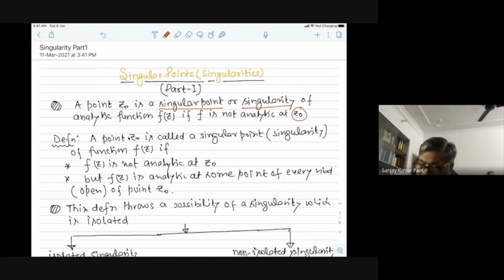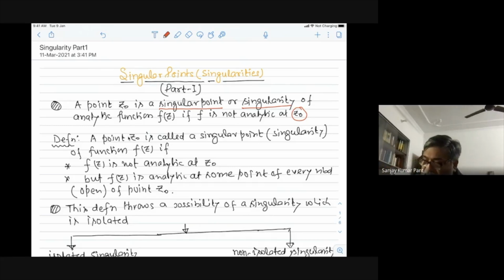That restrictive definition will be covering all the functions we are familiar with, and there is nothing very great about it. It says simply that a function has a singularity at point z naught if f(z) is not analytic at z naught, but f(z) is analytic at some point, maybe more points, in every neighborhood. Here I take neighborhood to mean a disk, or you can take an open set containing the point z naught.